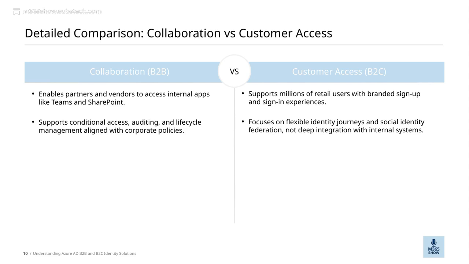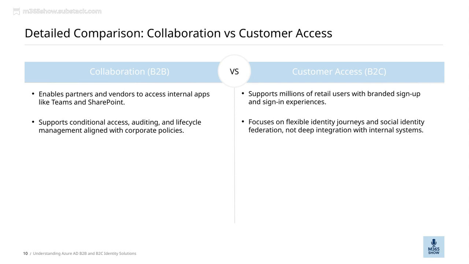Another important point is flexibility. B2C emphasizes flexible identity journeys and social identity federation, which means users can sign in using social accounts like Facebook or Google, making onboarding simple. However, it doesn't deeply integrate with internal systems. On the other hand, B2B is geared toward supporting conditional access, auditing, and lifecycle management, all aligned with your corporate policies. This ensures secure, controlled access for external partners who need to work within your internal ecosystem.